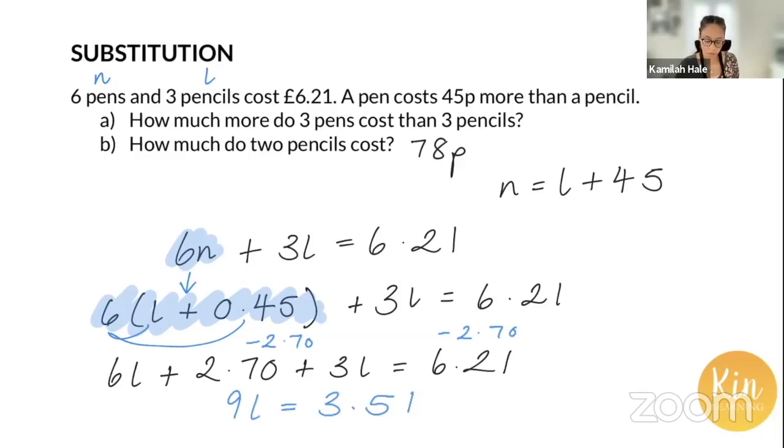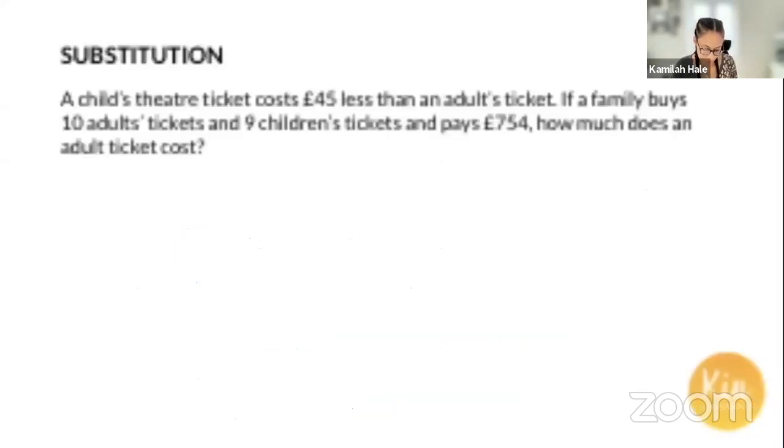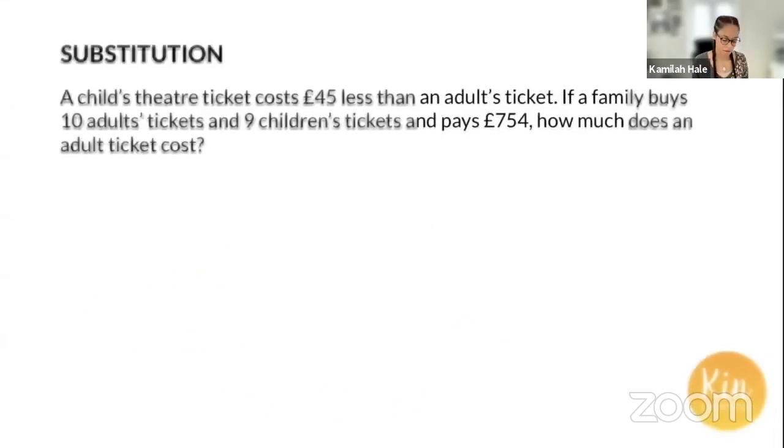Okay, let's try one more. It's already 2:30. Okay, well, looking at this one, it's a little different to the others because previously we were talking about someone having 45p more. This one is £45 less, but don't let that put you off.